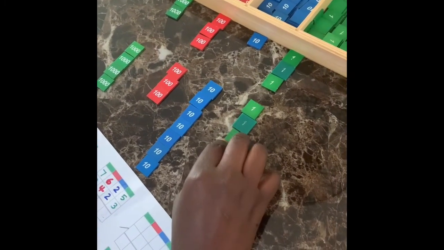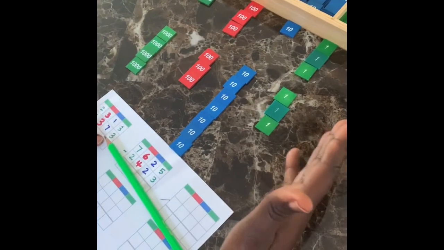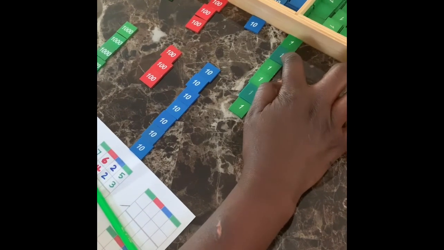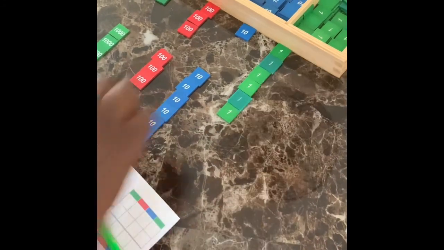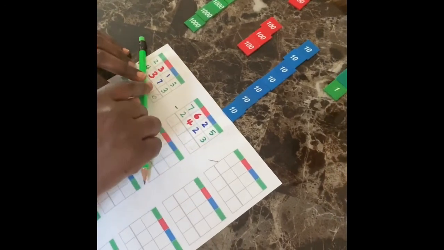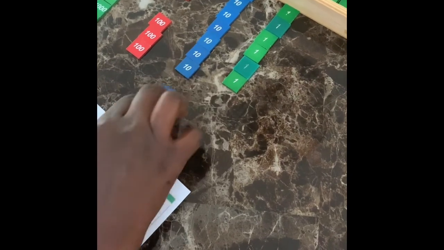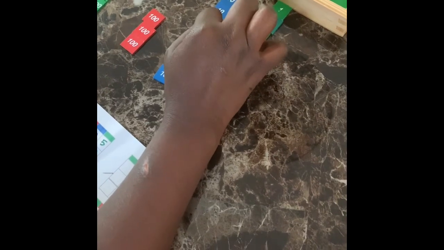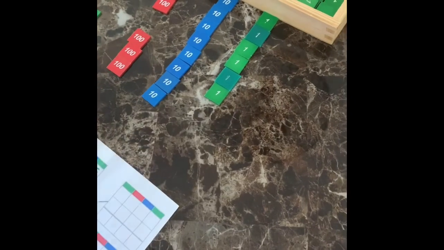And now we are going to solve the problem. When we are solving the problem, adding or subtracting or multiplication, we start with the units. So we're going to put the units together and count. This is what we get. 1, 2, 3, 4, 5, 6. So we're going to write 6 here. Then we're going to add the tens. We're going to put them together and find out how much we get. 1 ten, 2 tens, 3 tens, 4 tens, 5 tens, 6 tens, 7 tens, 8 tens. That would be 8.